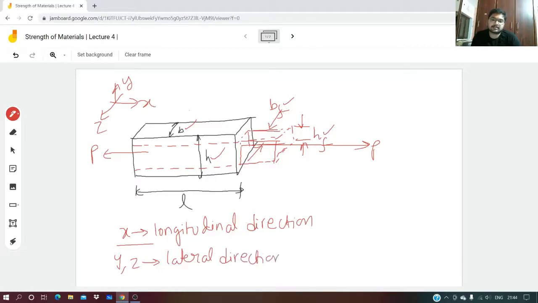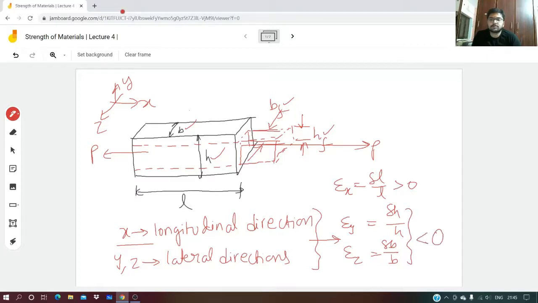lateral directions. Now for both, when we take correspondence from them, longitudinal strain will be delta L by L and lateral strains will be delta H by H and delta B by B. This will be greater than 0, these both will be less than 0, right? So these are lateral strains, this is longitudinal strain. Very simple. Okay.